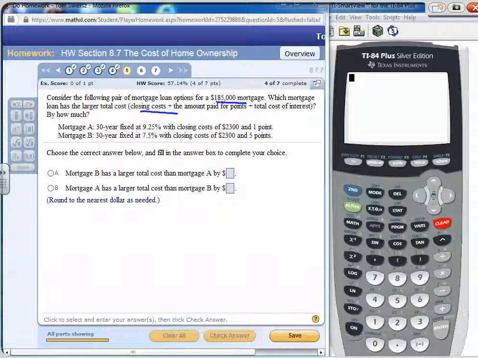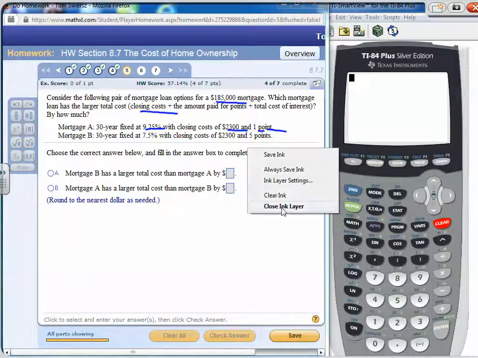Mortgage A is 30 years fixed at 9.25%, closing cost of $2,301, 1 point. So what we're going to do is work with mortgage A first. The amount they're going to pay is based on the monthly payment. For mortgage A, we have 30 years at 9.25%. We'll go over to bankrate.com.